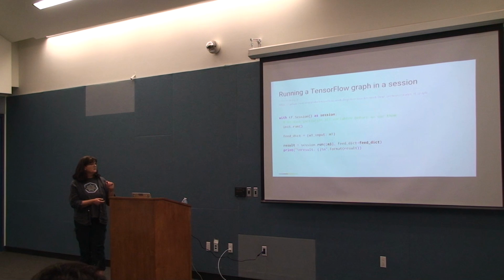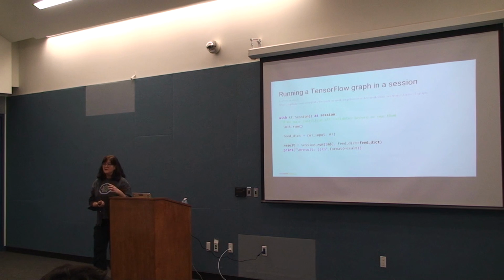In this case, we're just saying for M1 input, we want to use this M1 concept that we defined. Okay, and then session.run is going to evaluate the nodes that you asked to be evaluated, in this case M3, and it's going to give you the result.